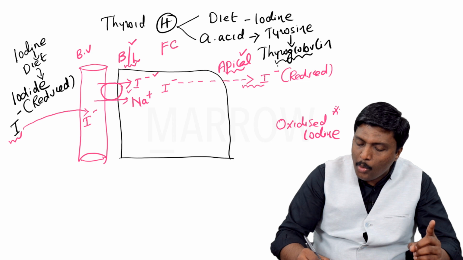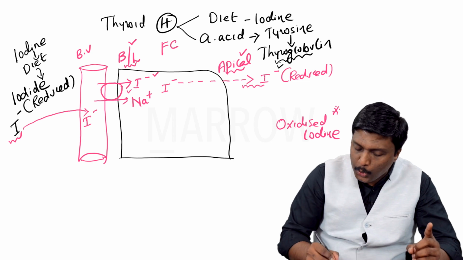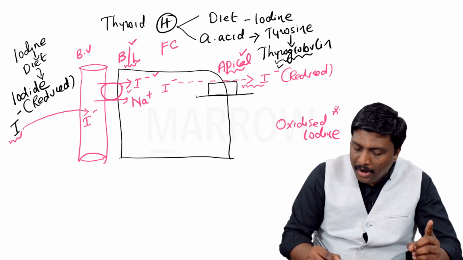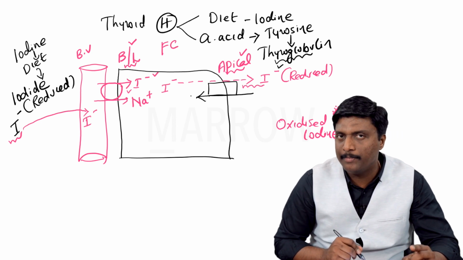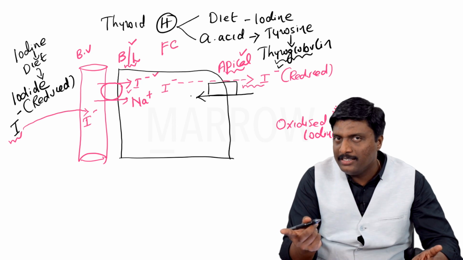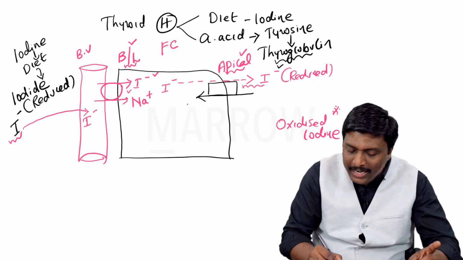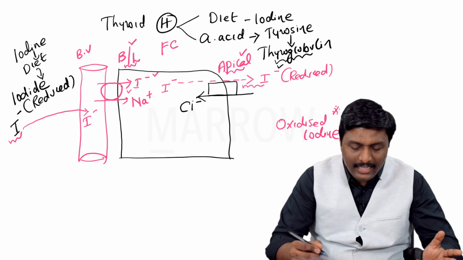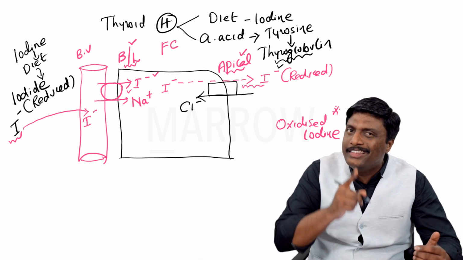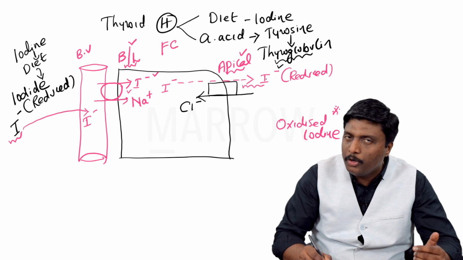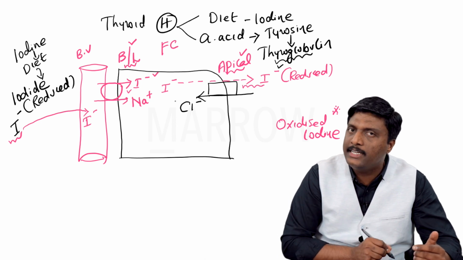Whenever you throw out a negatively charged ion, to balance that, kindly make a note, one important ion has to be shifted inside. To maintain neutrality, throwing out one negative charge has to be balanced by bringing in one negative charge, that is always chloride. You can clearly see in the apical side of the cell, there is one transport protein which transports iodide outside. To maintain neutrality, it transports chloride inside.